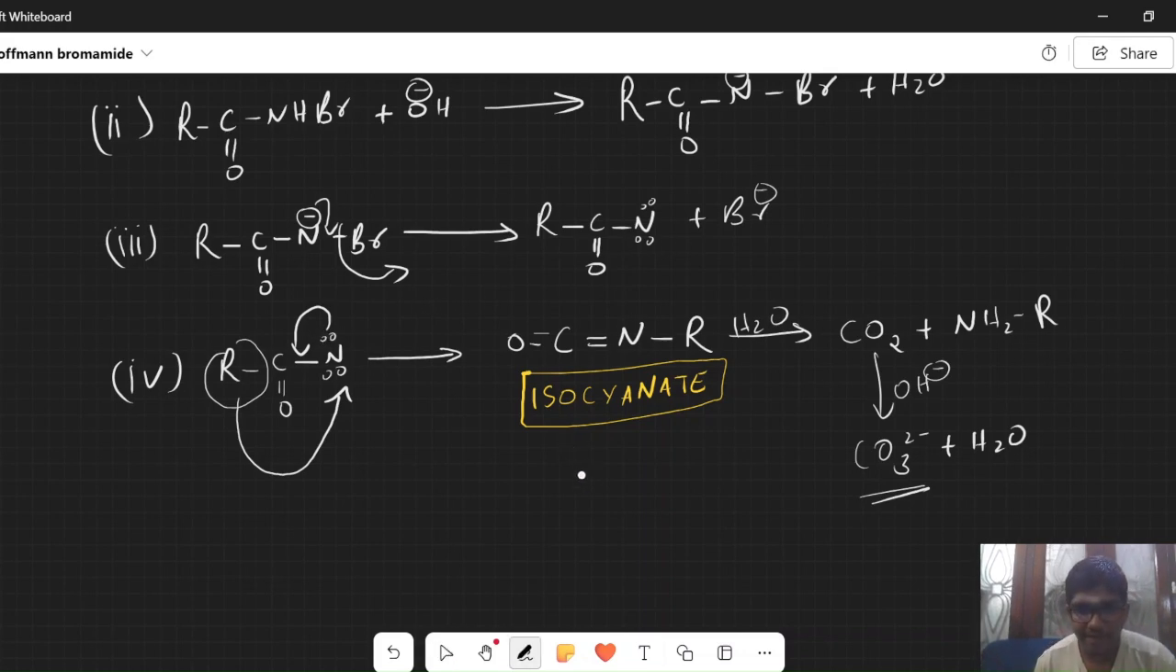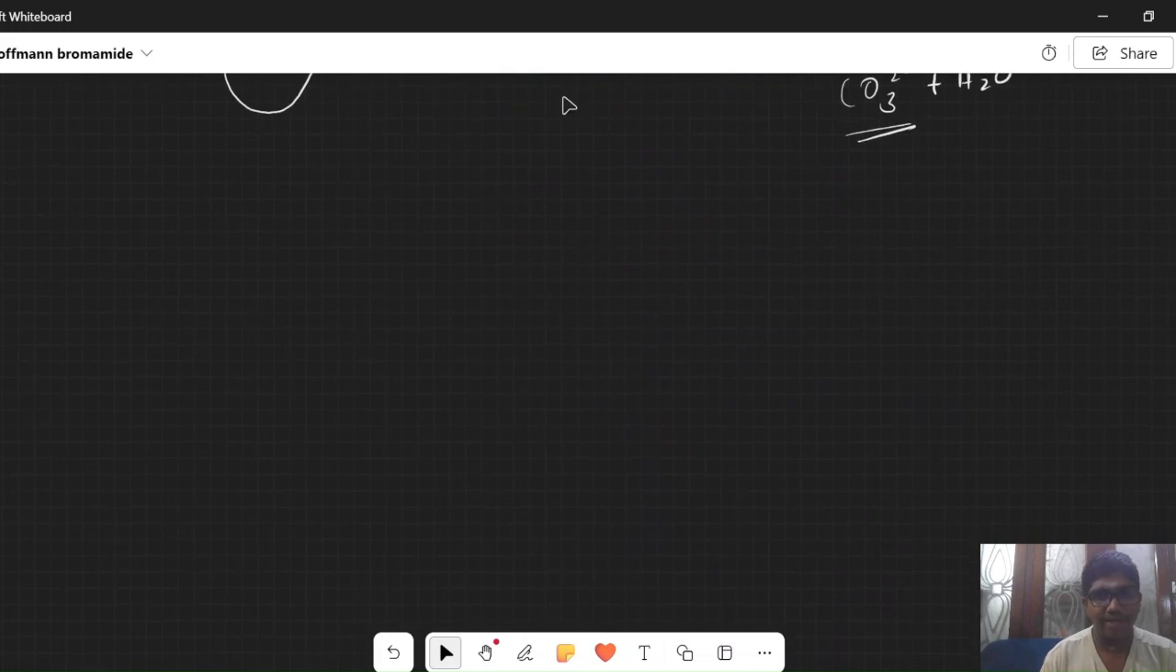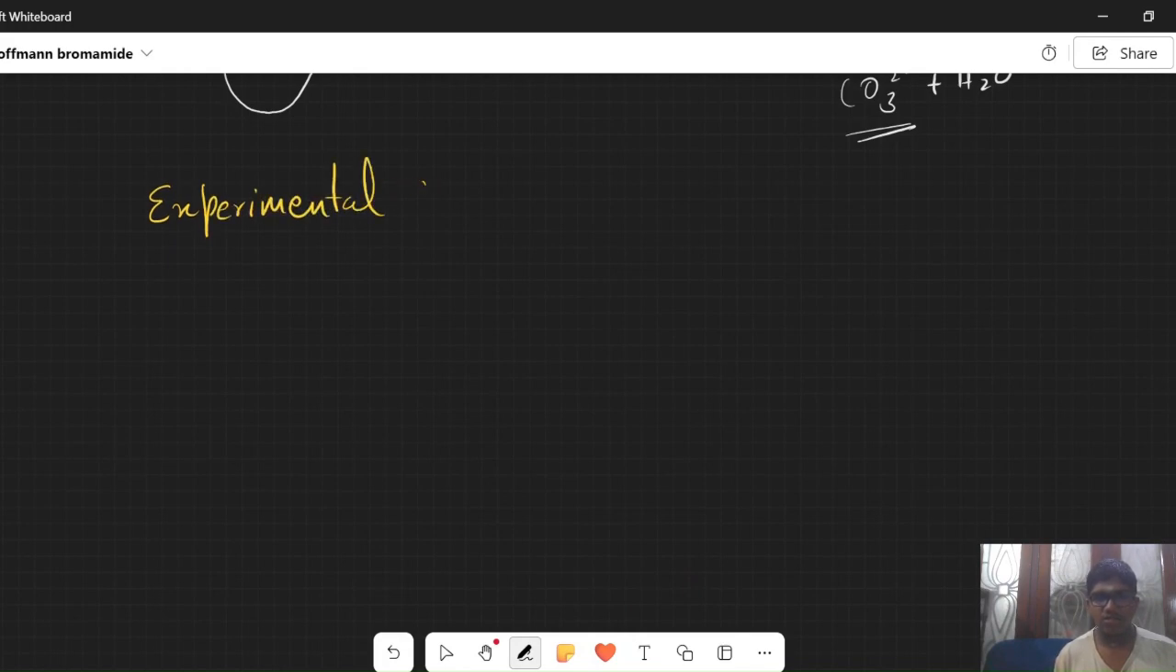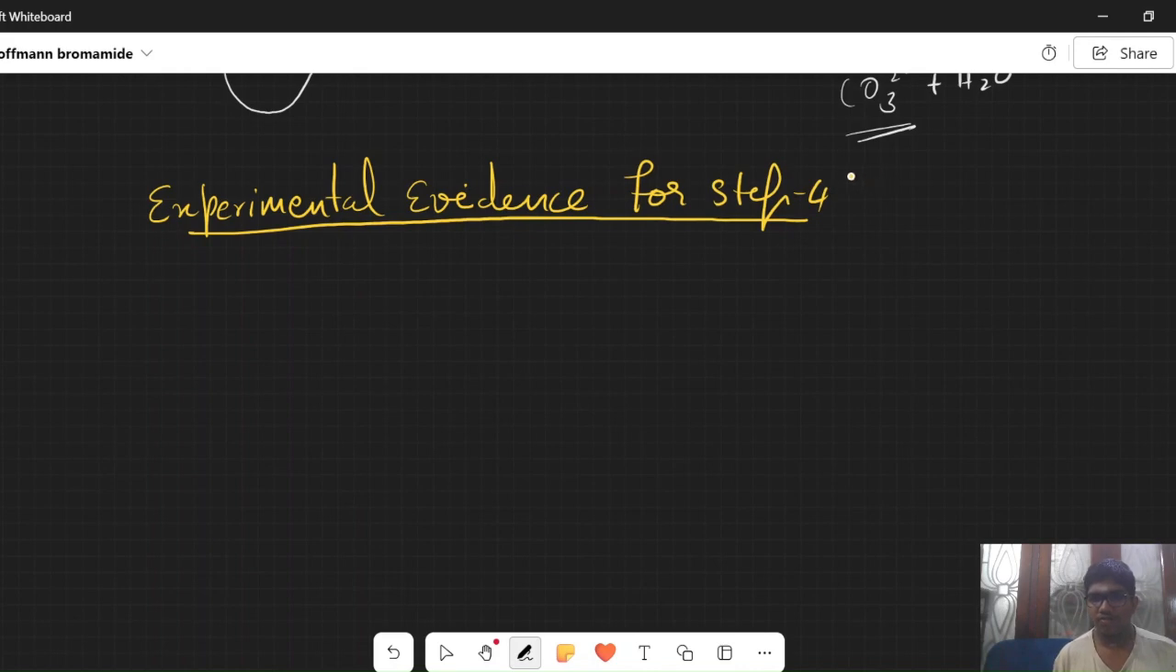I'll give you the experimental evidence from which we can determine this. So what I'll do is I'll move this. We'll come back to the mechanism. So we'll go to experimental evidence for step 4 being the RDS. Rate determining step, I am writing it as RDS.